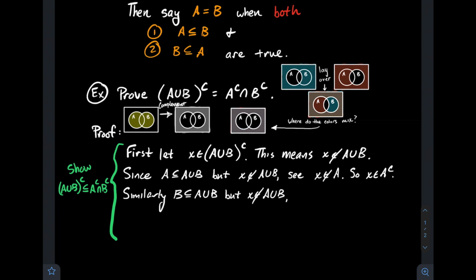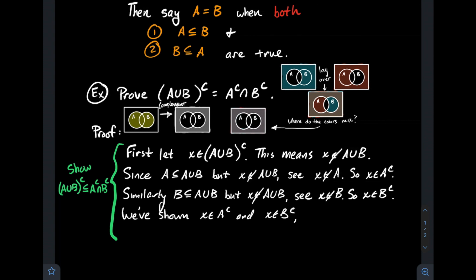Now what I want to do is that same logic. I know that B is also a subset of A union B. But I know that X is not in A union B. So if X isn't in the whole union, then it can't be in any part of the union either. So X cannot be in B, and of course we can translate that into X is in the complement of B as well. And so if I look over there to the far right, I've got X is in the complement of A and X is in the complement of B. So of course that means that X is in the intersection of those two complements.